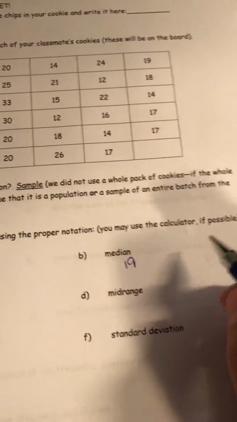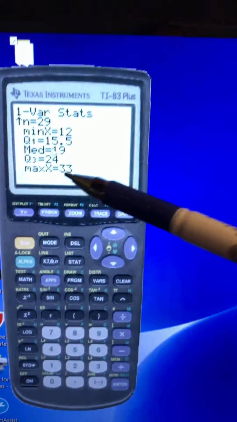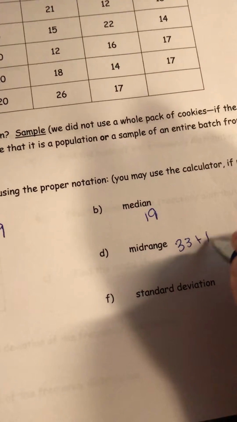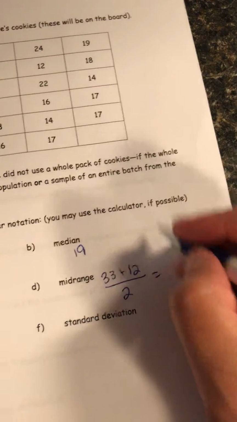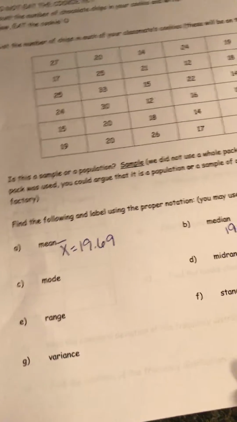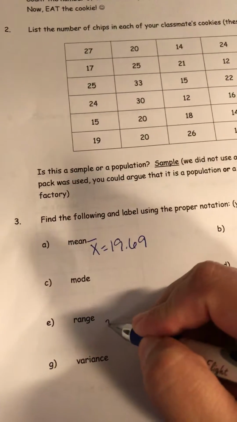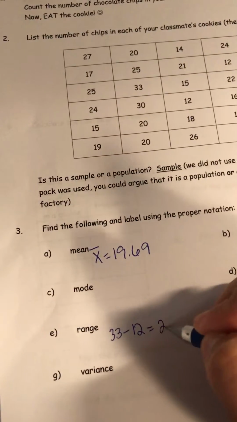So let me move on to mid-range. Your mid-range is your maximum plus your minimum, divided by 2. Instead of you having to find it, the calculator tells you your max and your min. So we'd have 33 plus 12 divided by 2. There's no notation for mid-range, so you just write it. It's equal to 22.5. Our range is our maximum minus the minimum, so we've already got that on the calculator. That's 33, the max, minus 12, the min, which is 21.